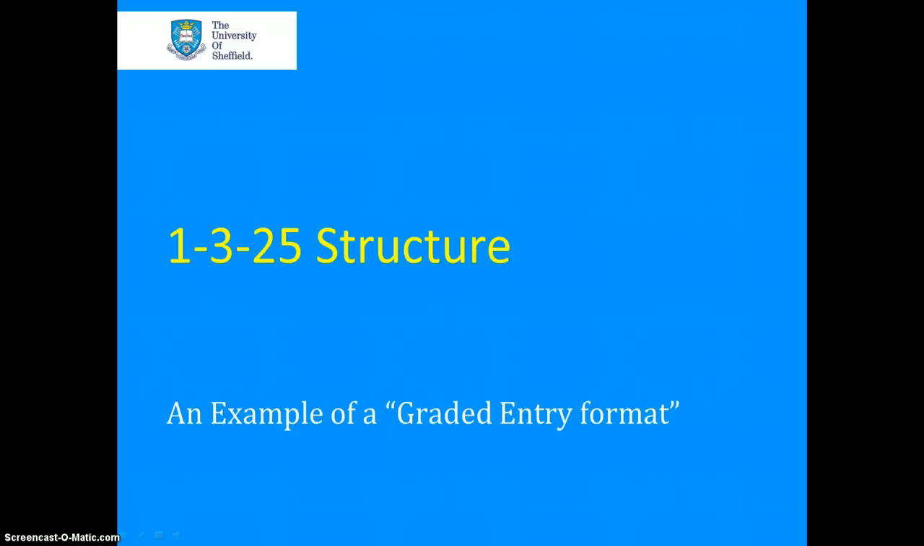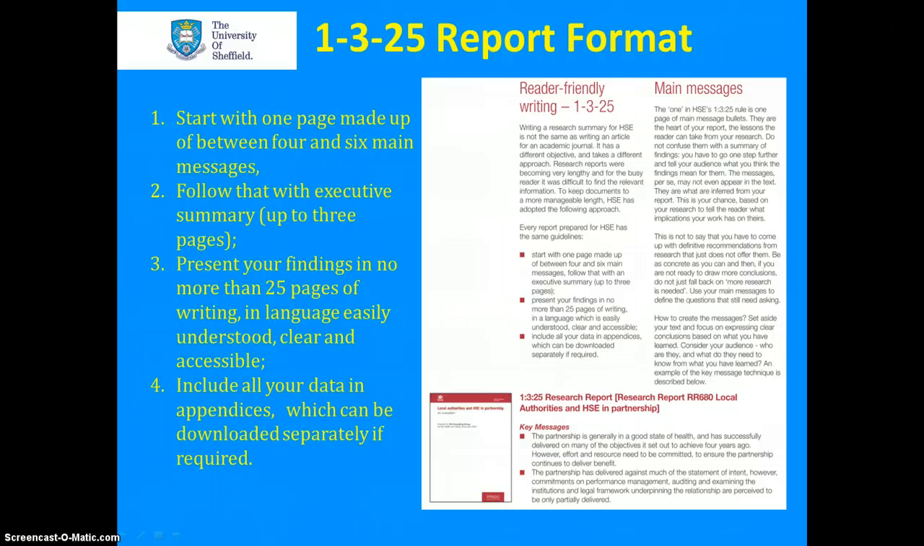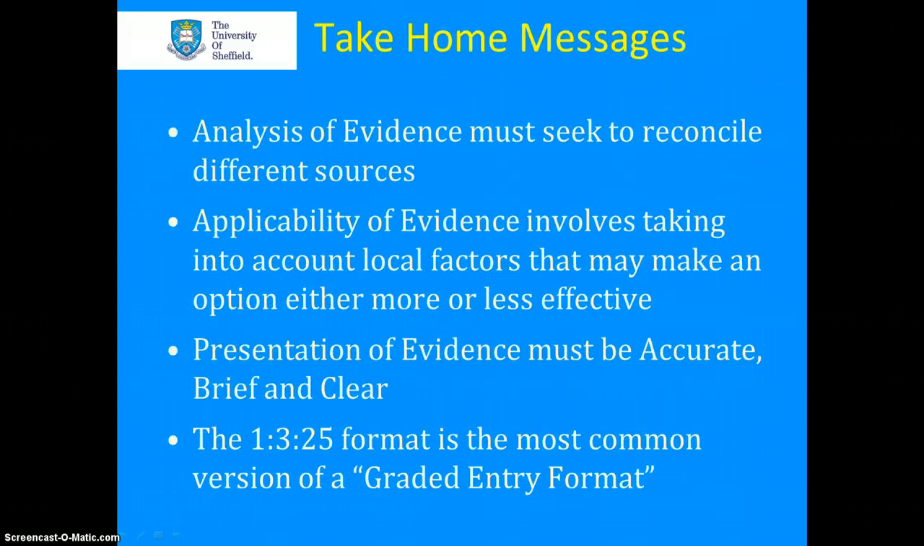So the 1:3:25 structure is perhaps the best known example of a graded entry format. It starts with a page with 4 to 6 main messages. It's followed up with an executive summary, which will be up to 3 pages with more detail. The findings then go into a section of 25 pages, and then the data, which can be quite significant when you've been reviewing the literature, would go into appendices to which the decision maker can refer to separately if required.